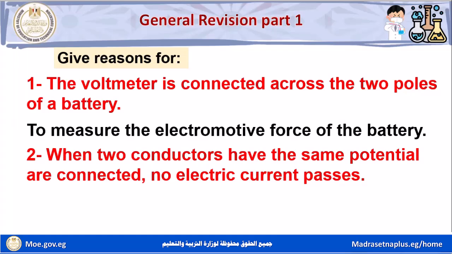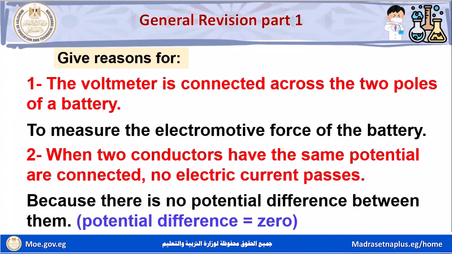Question number 2. Give reason for: when two conductors have the same potential and are connected, no electric current passes because there is no potential difference between them, or potential difference equals 0.